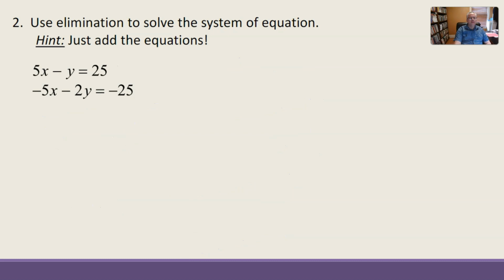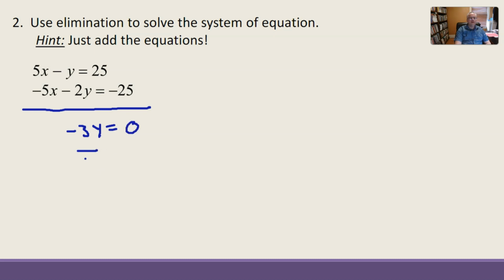Let's try this one. Again, we're just going to add the equations. I know to add the equations because we have opposites here. We have a positive 5x and a negative 5x. And if we add those, then those will cancel. All right, so 5x plus negative 5x is 0. Negative y plus a negative 2y is a negative 3y. And 25 plus a negative 25 is 0.